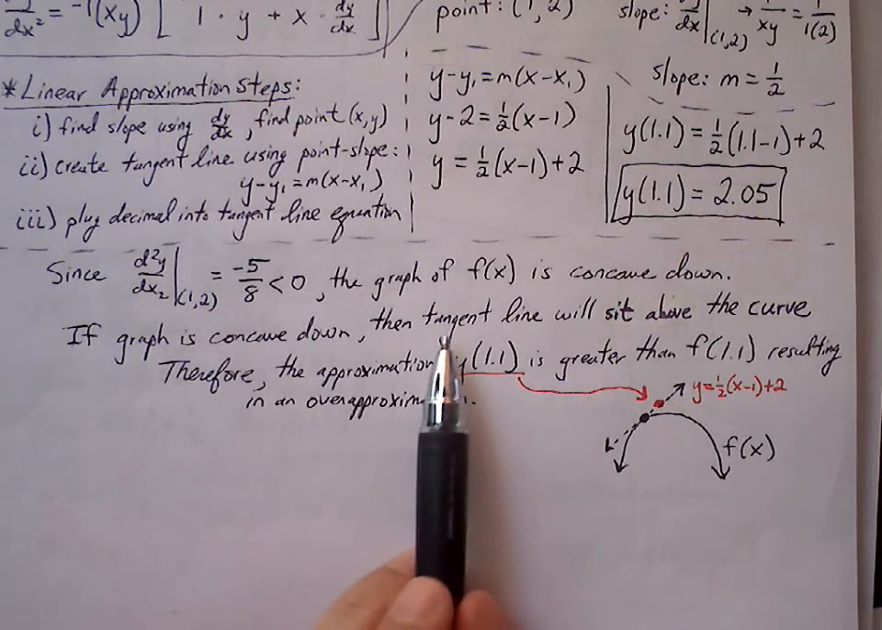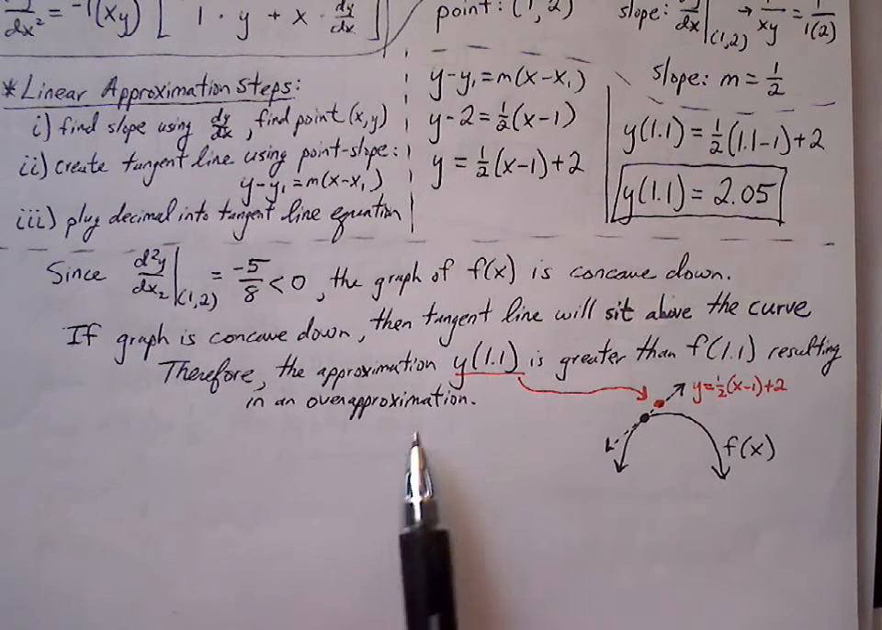So if the graph is concave down, the tangent line will sit above the curve. Therefore, the approximation is greater than f of 1.1, resulting in the over approximation.